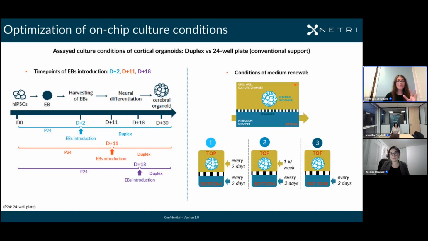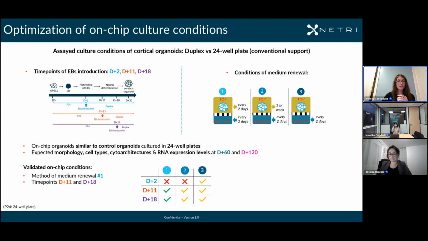And given the architecture of the duplex, it is possible to renew the culture medium independently in the top chamber and the bottom channel. So we tested 3 methods of medium renewal. A first method where the medium was changed by the bottom and by the top every 2 days. A second method where the medium was changed by the bottom every 2 days and only once per week by the top. And a third method where the medium was changed only via the bottom channel.